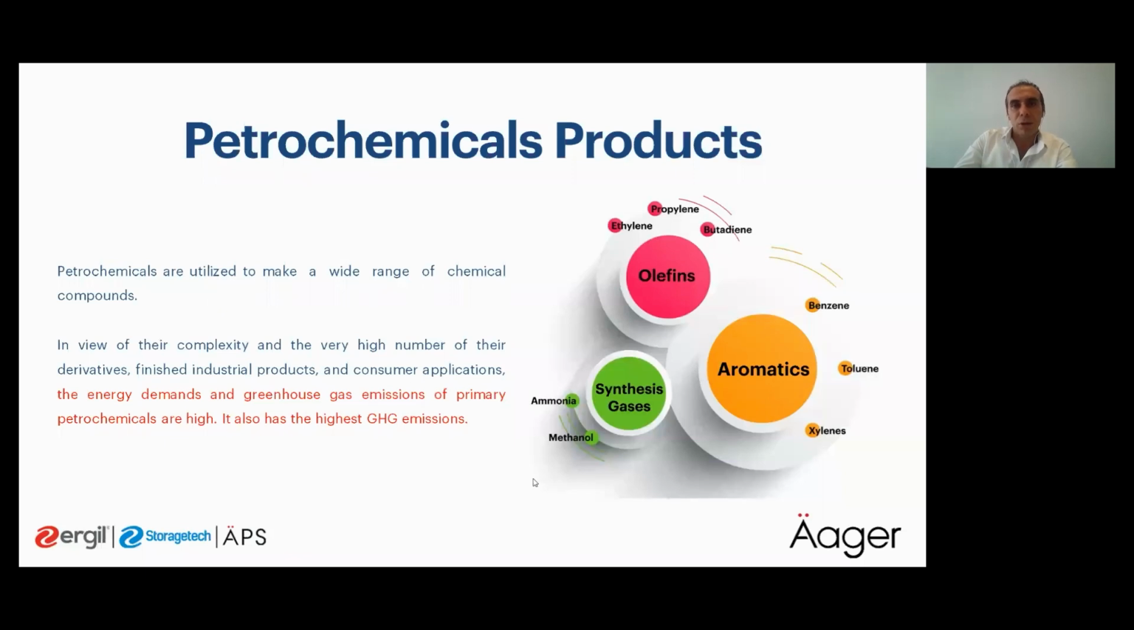The petrochemical products that we are producing, the olefins, aromatics, and synthesis gases, are produced by the petrochemical factories, the companies. And then, while producing these products, greenhouse gases are released from these factories.